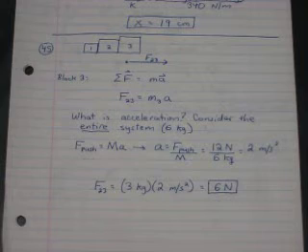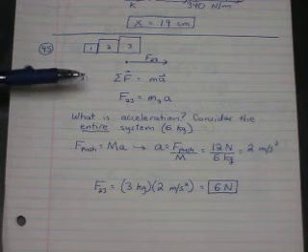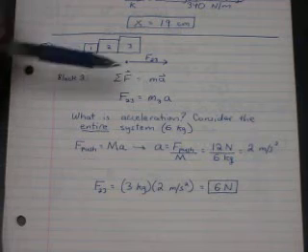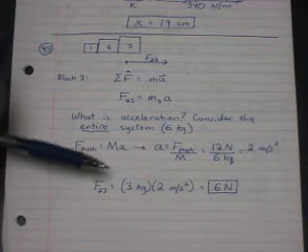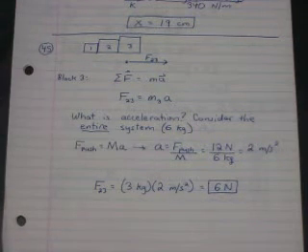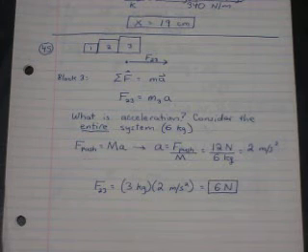Now, we come back up here and we see force of 2 on 3 equals mass of 3 times acceleration. So we plug that in. The mass of 3 is 3 kilograms. Now we know that the acceleration is 2 meters per second squared. And so we get a push of 2 pushing on 3 of 6 newtons.